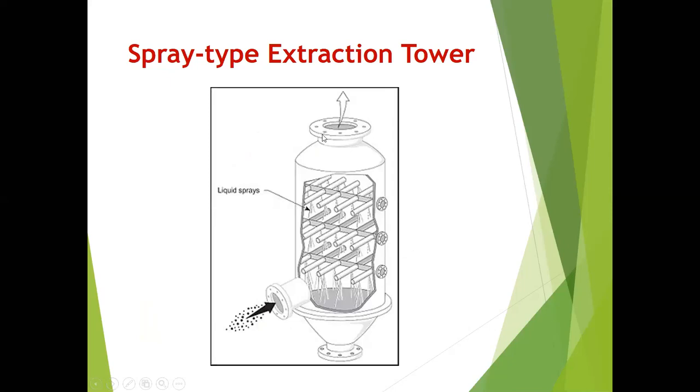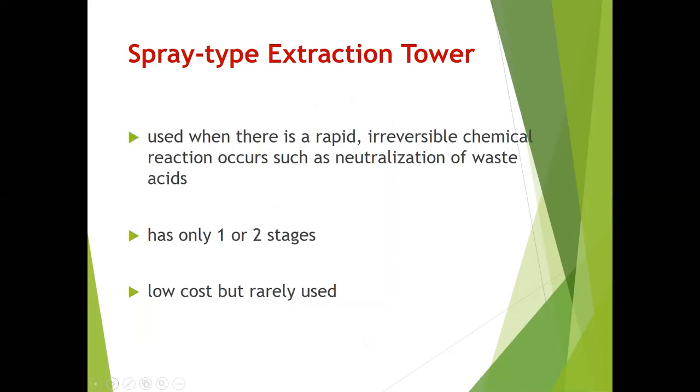Now, in the book, your spray type extraction tower looks like this. It's snipped exactly the way it's shown in Coulson's, your spray extraction tower. Now, this is used when we are expecting a rapid, irreversible chemical reaction to occur, in the case of neutralization of waste acids. The thing with this type of tower is it's limited to at most two stages and it's rarely used. Though it's not costly, it's seldom used.